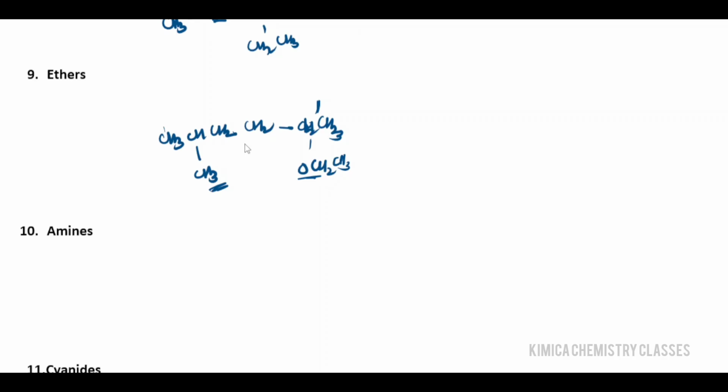In amines, primary amines are named by replacing the ending E of the parent chain by amine. We have to write the amine. But in case of primary amines, the position of NH2 is indicated by the number. Secondary and tertiary amines are named as N-substituted derivatives of primary amine. For example, this is 2-propanamine.